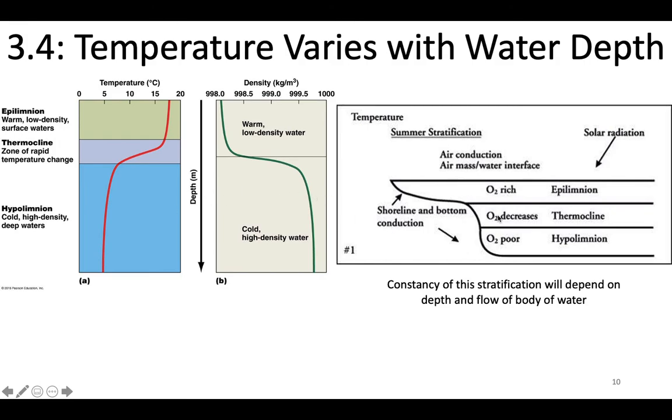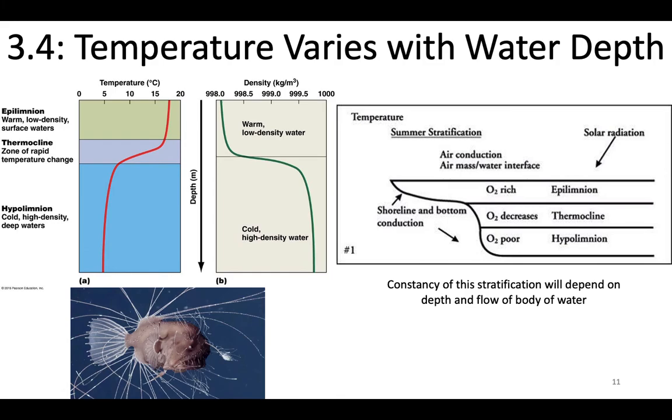And how constant this stratification is going to depend on how deep the body of water is and the flow of the body of water. And we'll talk a little bit about that in person as well. So if you have a deeper body of water, you might have a more constant thermocline. If you have a shallower body of water that has a lot of agitation, this thermocline is not going to be as stable, but it just depends on the kind of environment.